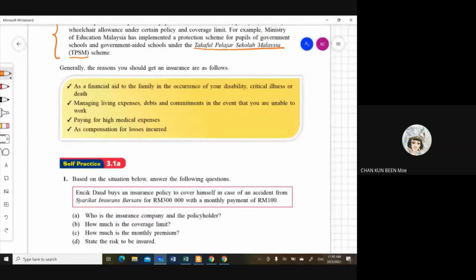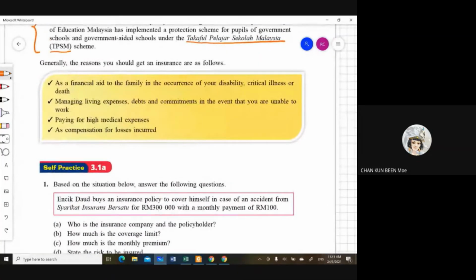Generally, the reasons you should get an insurance are as follows. First reason, as a financial aid to the family in the occurrence of a disability, critical illness, or death. If you are not from a very wealthy family, so you should go for it. It's a financial aid for you. And then the second one, managing living expenses, debts, and commitment in the event that you are unable to work. If you cannot work, somehow they will provide you with some kind of money so that you can manage your life.